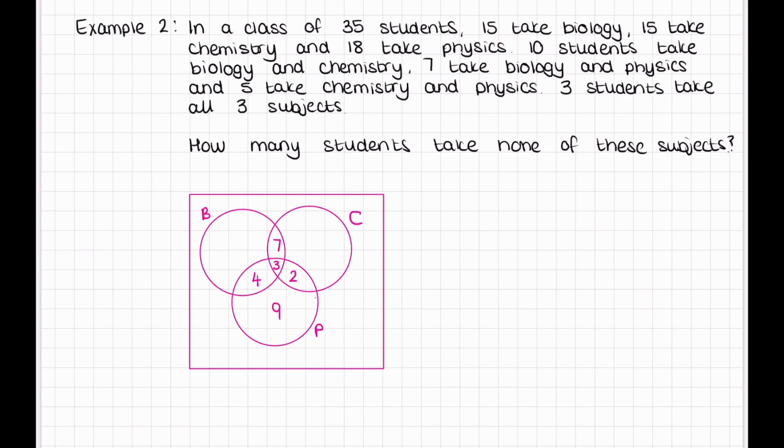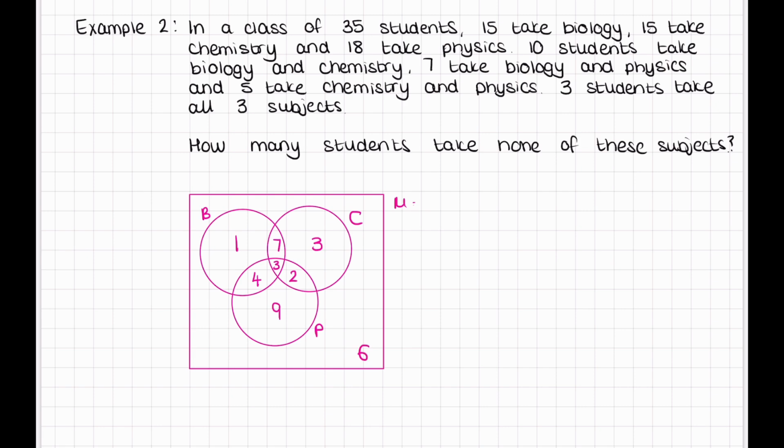15 take chemistry. Once again, that whole circle of chemistry has to add to 15. We've already got 7, 3 and 2, which is 12, so we have 3 left over to make the 15. And then biology, 15 take biology. We already have 14 in the circle, which means there's only 1 that takes only biology. Now we have 35 students in total. If we add all that up, we find that makes 29. So we have 6 students that don't take any of the subjects.